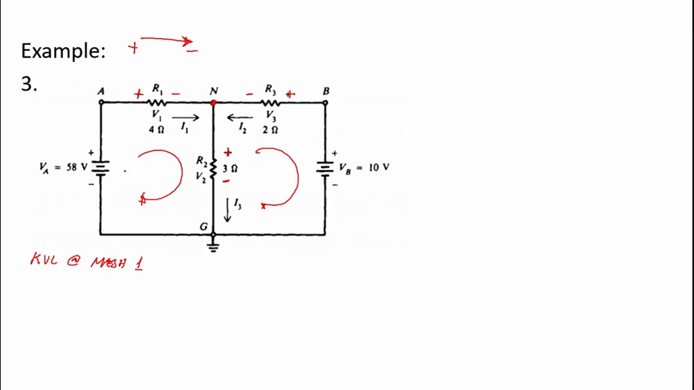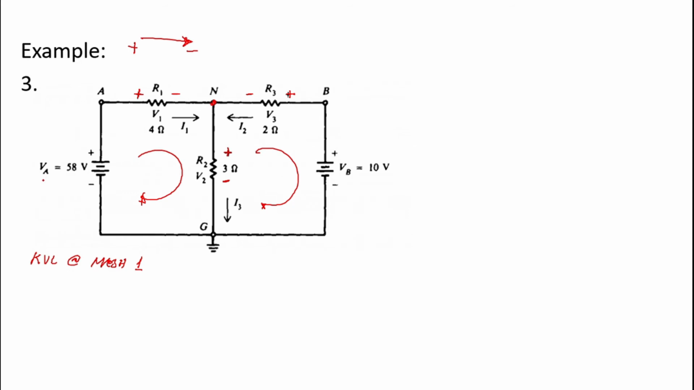Pareho sila. So, ito, hindi mo na kailangan isipin kung ano yung magiging negative or positive niya kasi automatic na ito ay battery. Pag mas mahaba, positive, mas maiksi, negative. Okay? Equation tayo for KVL at mesh 1.